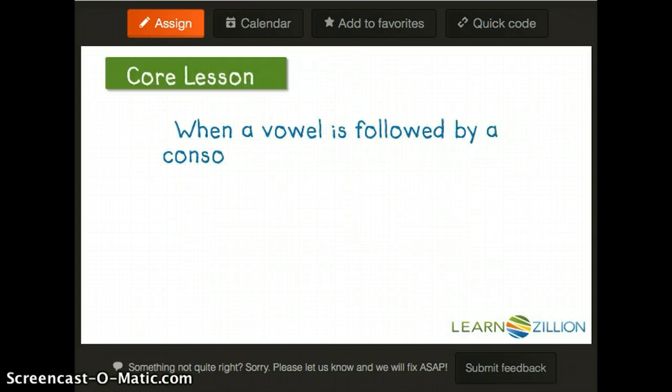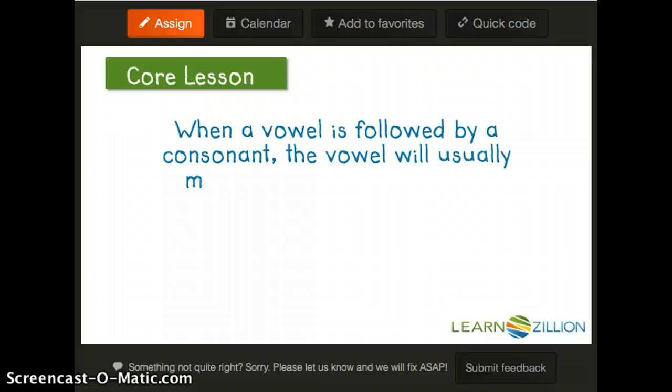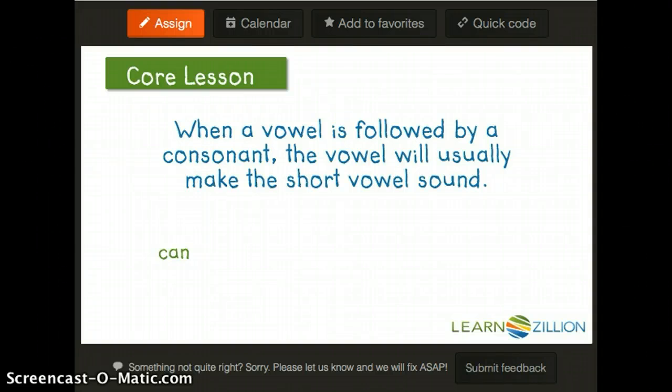So when a vowel is followed by a consonant, the vowel will usually make the short vowel sound. Here's some examples. We have that A followed by the N, so this word says can. Here we have the E followed by a T, it says pet. And here we have the I followed by a T, it says sit. These are all closed syllables because the vowel is closed in by the consonant.